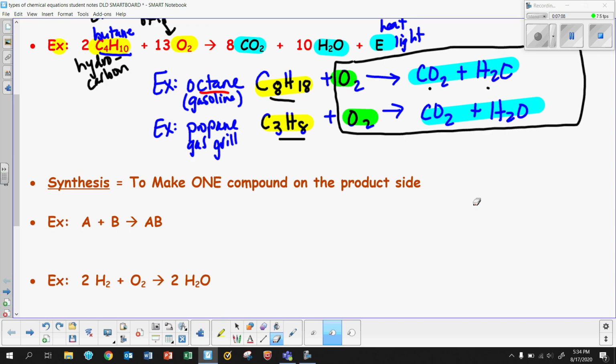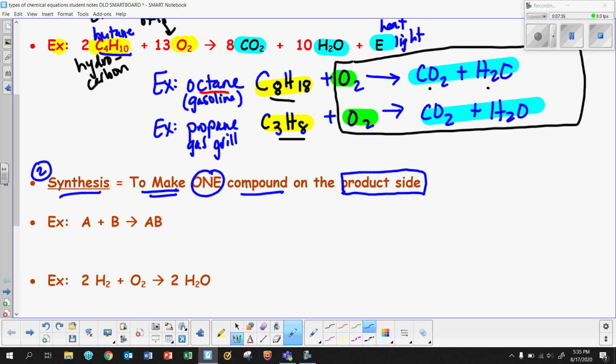All right? Now, our second type of equation is known as synthesis. Now, the word synthesis means to make. That's what synthesize means. So if you are synthesizing something, you are making something. Well, every chemical reaction makes something. That's what makes it a chemical reaction. You make new things. What makes synthesis reactions unique is you make one compound on the product side.